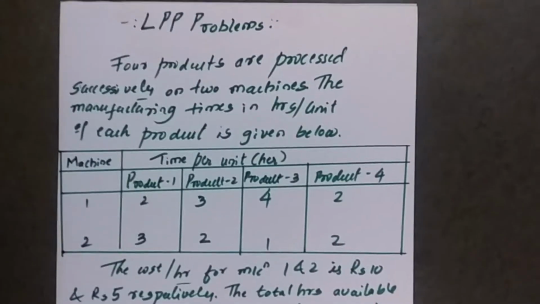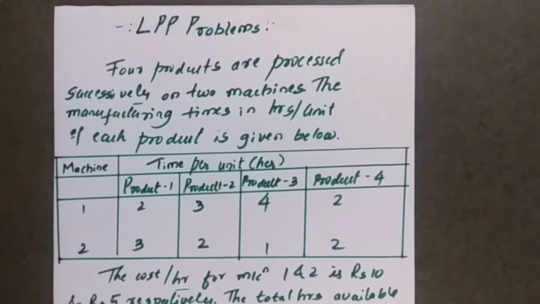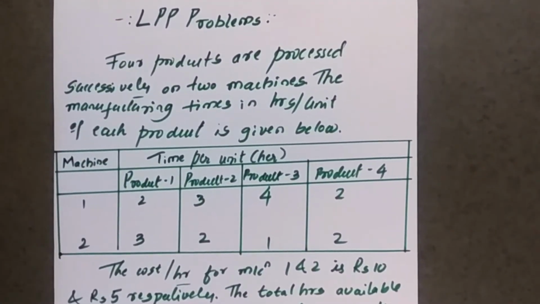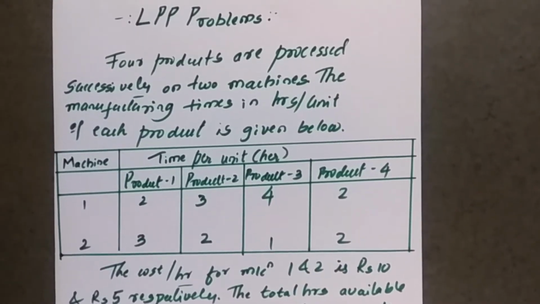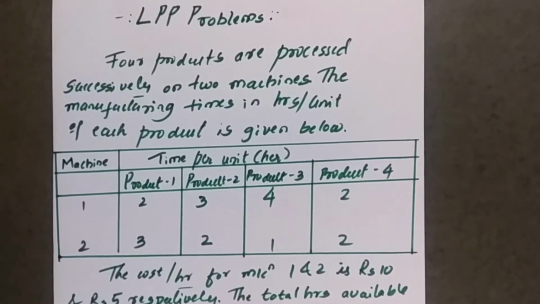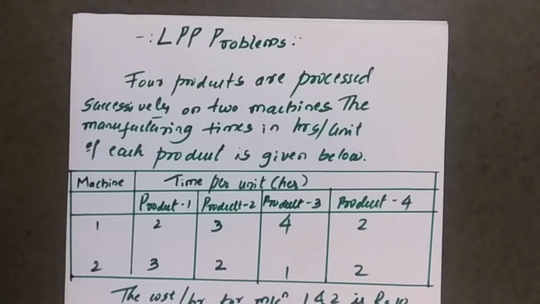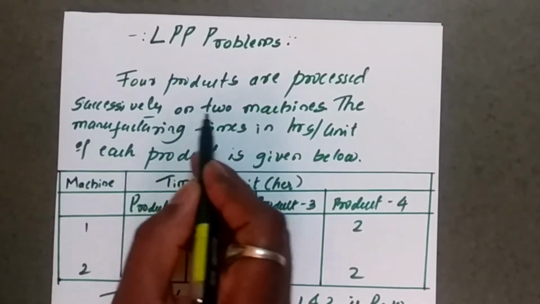Guys, in today's video we're going to learn and solve one problem on LPP formulation. In LPP formulation we should convert the given sentences into an equation. Here we have one problem. Let me read it first. Whatever is given is that 4 products are processed successfully on 2 machines.